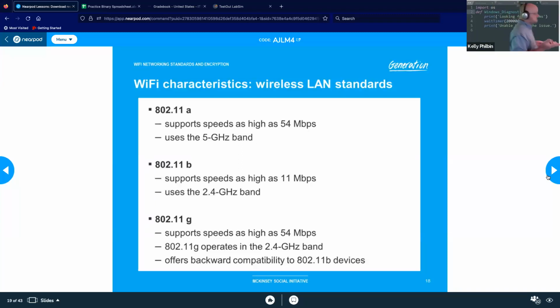So when the adoption of G was happening, there were a lot of angry people sitting there saying, you said this could go up to 54 megabits per second. It's not any faster than the one I had before because of all the B devices that were still being utilized. They didn't update the technology. So while it's capable, doesn't necessarily mean it's optimal. But we do have to remember G is backwards compatible with B.